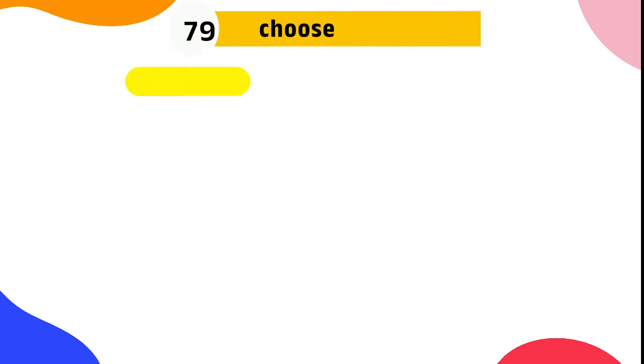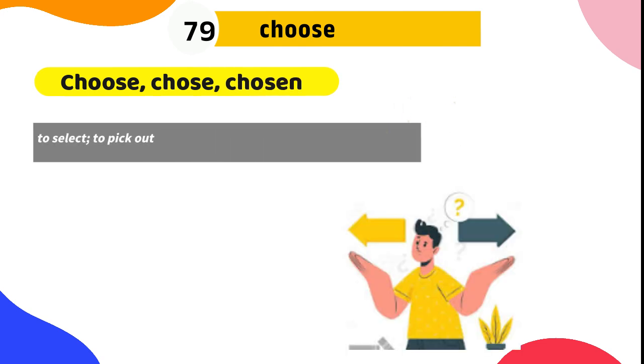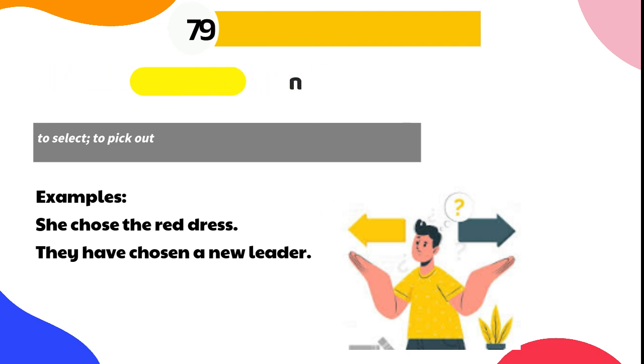Choose, chose, chosen. Meanings: to select, to pick out. Examples: she chose the red dress. They have chosen a new leader.